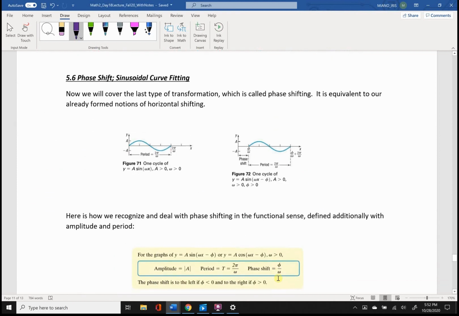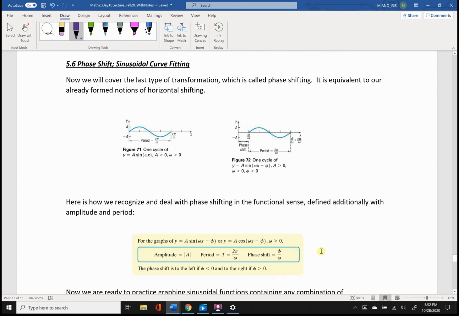Okay. Last section, we'll wrap things up here relatively quickly. We just want to talk about phase shifting. I know that this section also covers sinusoidal curve fitting, but that's not something that I want to get into in this class. You'll have plenty of time for that in your next level class, so don't worry about it. It's going to get covered in your mathematical journey.